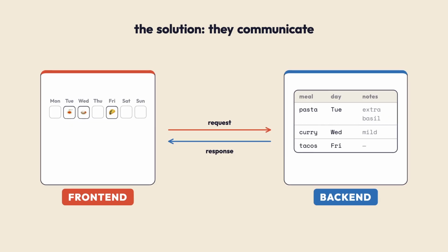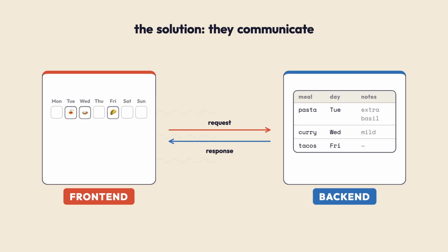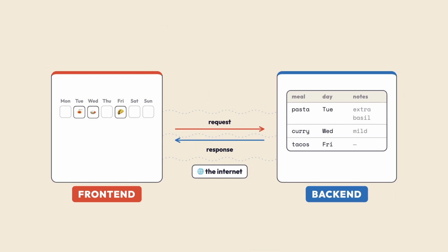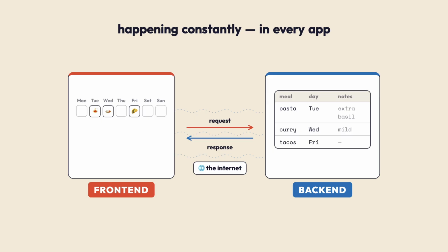And since the back end isn't on your device, these messages travel over the internet. That's why apps need a connection to work properly. Every request and every response is a small message going out to wherever the back end lives and coming back. This is happening constantly in every app you use.